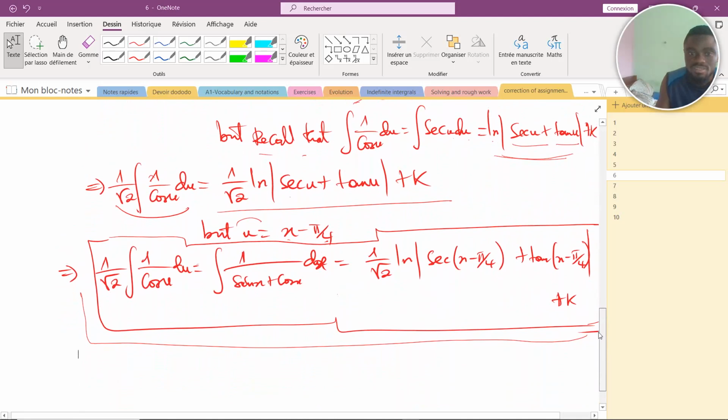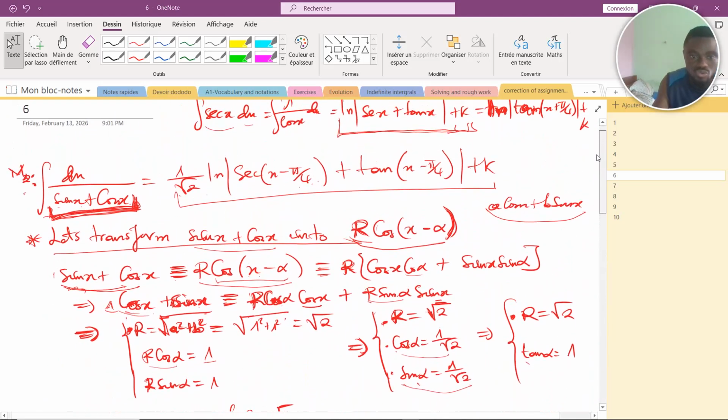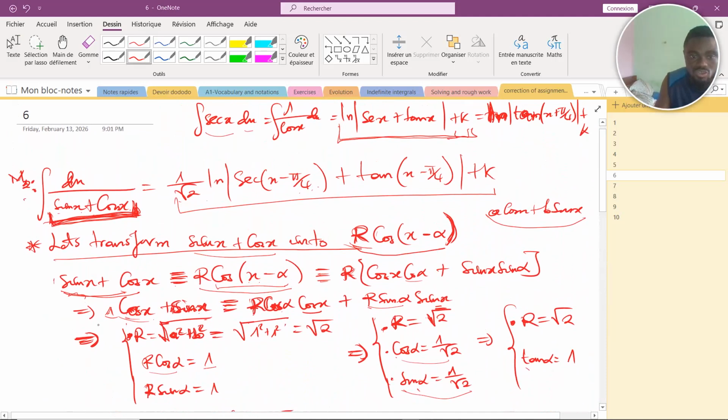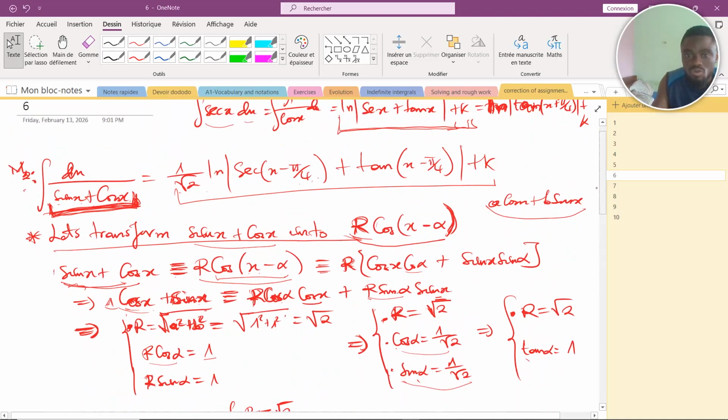So take note of this exercise. This was the second method I wanted to show you. This is something that you have seen already in trigonometry, if you have already done trigonometry. So this must not be something strange to you. Take note of how I taught you.